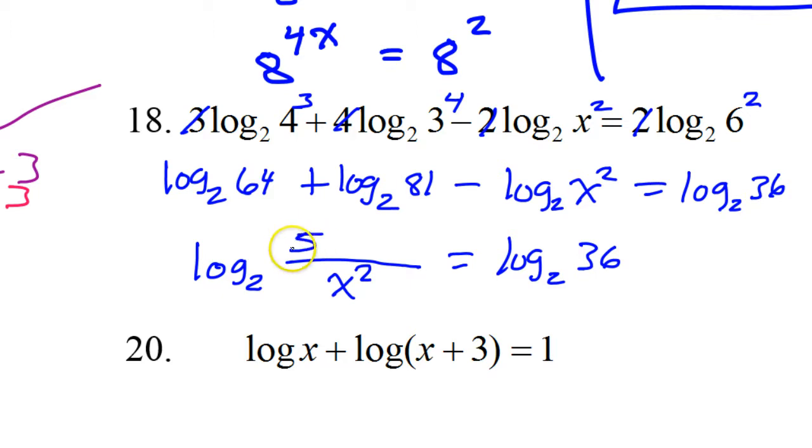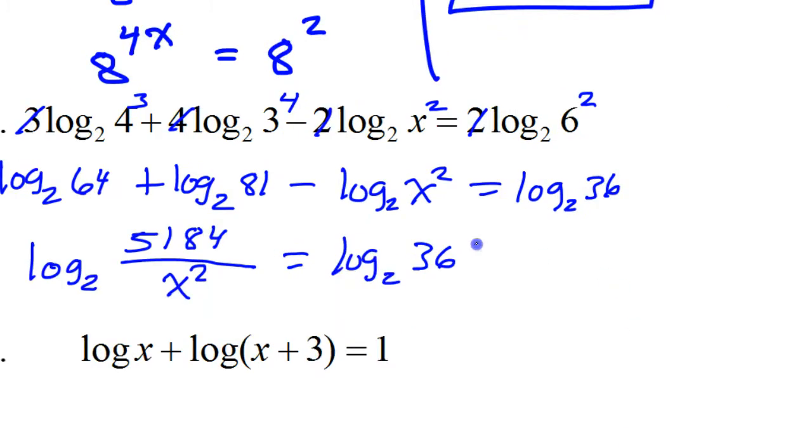Alright, 5,184. Since we have log base 2 of this equals log base 2 of 36, we can drop the log base 2 part. The argument, the thing that you're taking the log of, those two expressions have to be equal to each other. So we can just go ahead and make that logical jump.